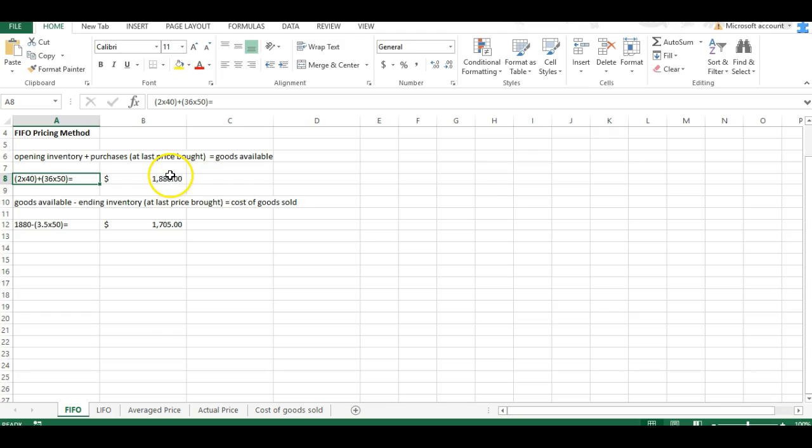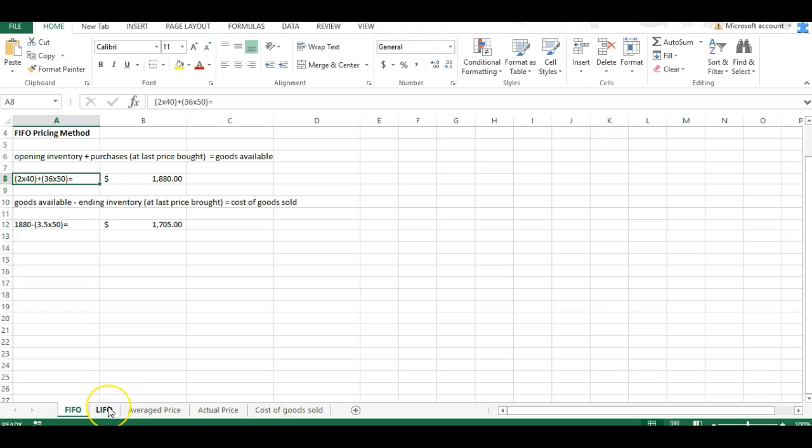Now that we know that, we can plug it in down here to figure out the cost of goods. We have the $18.80 available minus our ending inventory, which was the 3.5 cases at $50. That gives us a total of $17.05 of our cost of goods sold.